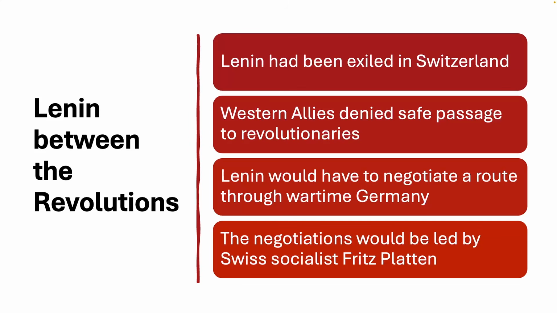The negotiations would be led by a trusted Swiss socialist by the name of Fritz Platten, who was part of the negotiations and accompanied the group of about 30. This was more than just Lenin: it was Lenin, Zinoviev, Krupskaya, and a number of other individuals going on this covert journey through to the Russian state.